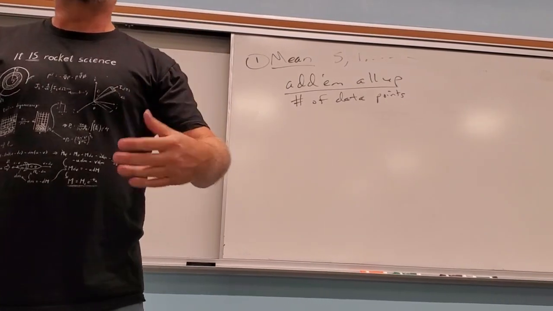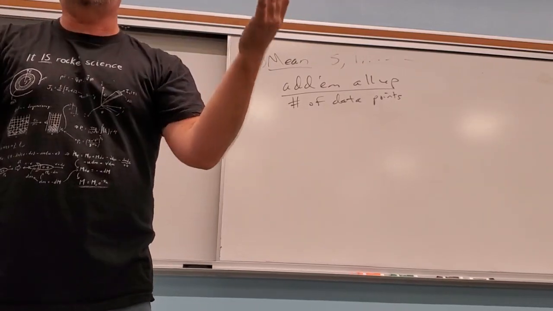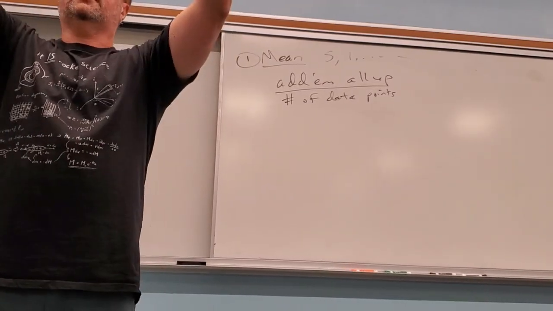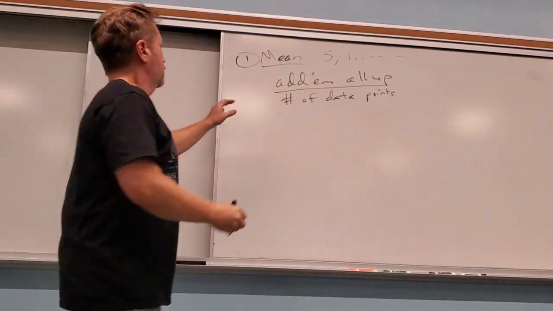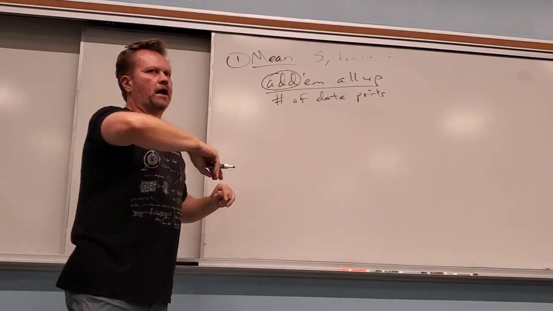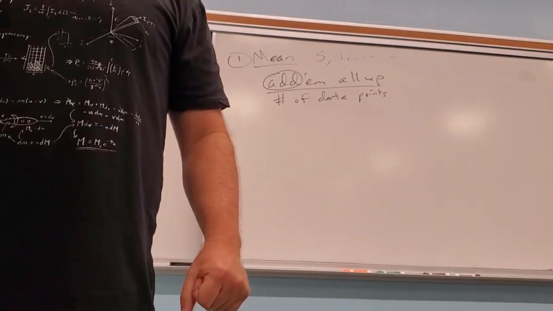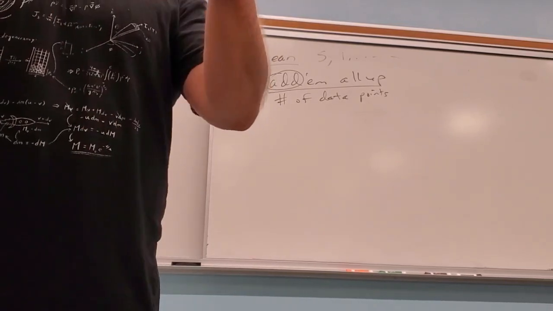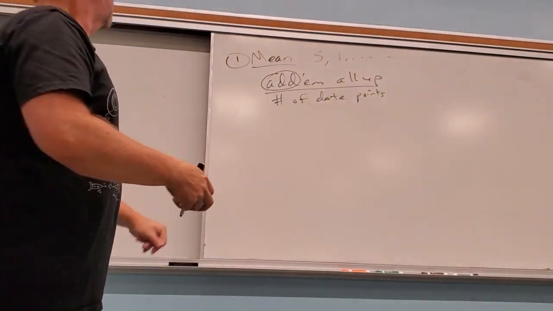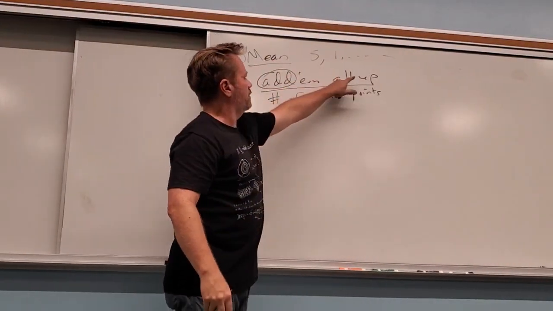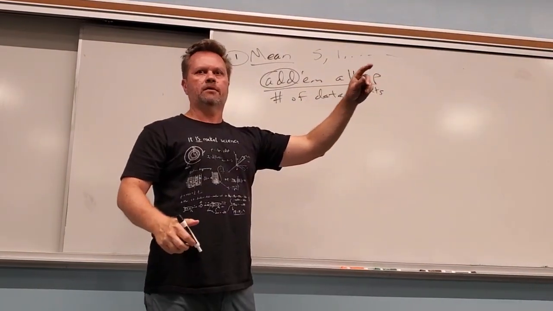Math people, we don't want to have to write this all the time. I want to create shorthand, which is what functions and equations are. It's just shorthand for something like this. What's the official word for add? Sum, right? So this is the sum of all the data points divided by the number of data points.